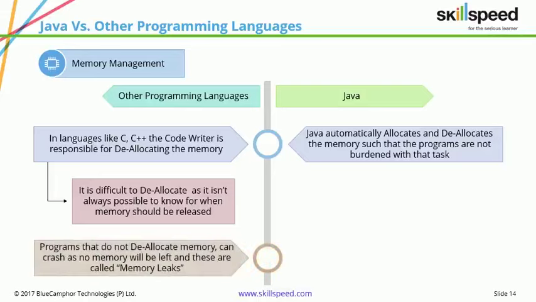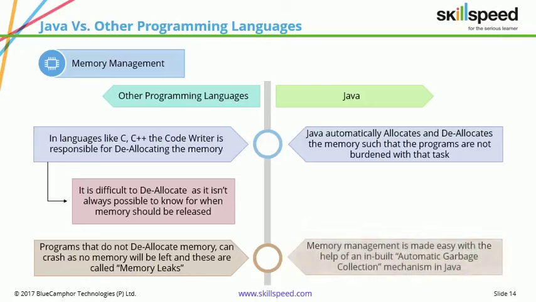Whereas in other programming languages, as we have seen, the coder has to write the code for allocating and deallocating the memory. Allocation happens when a variable is created, but deallocation has to be done by the programmer. It is very difficult for a programmer to understand where and when the deallocation should happen, and it is not always possible to remember where the memory should be released. So it's a difficult task in other programming languages. Whereas in Java, the deallocation of memory is automatically taken care of by the memory management process.